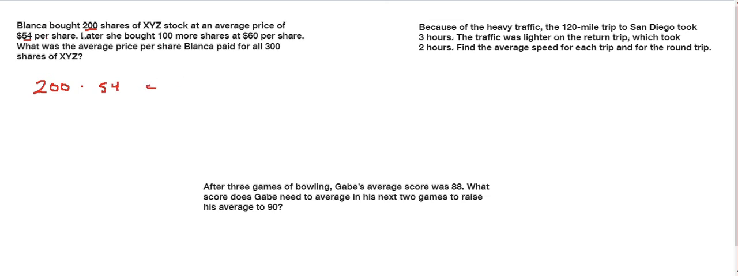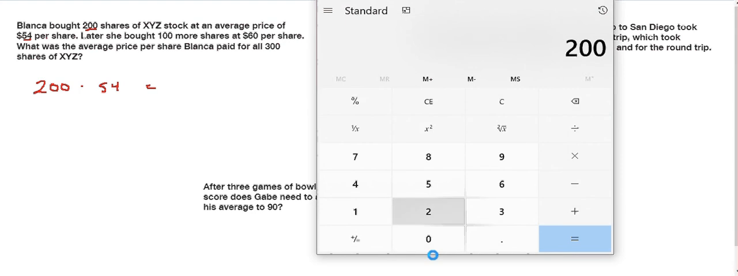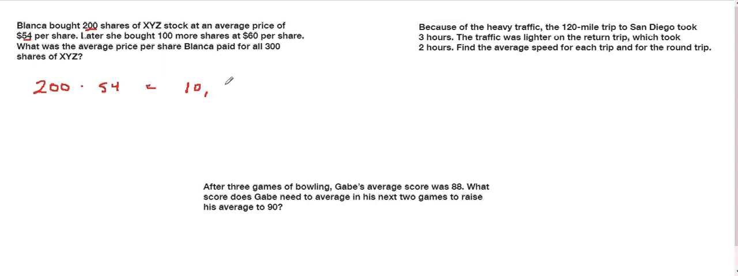Let's just find out what that is. 10,800. Now let's do it again with the next 100 shares. $60 per share gives us, that's easy, $6,000.